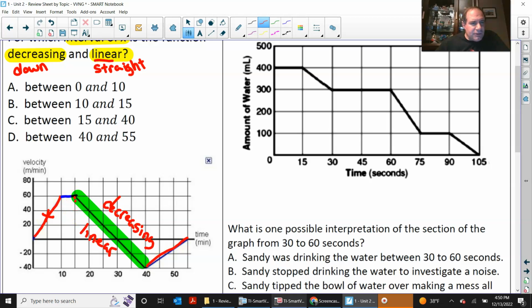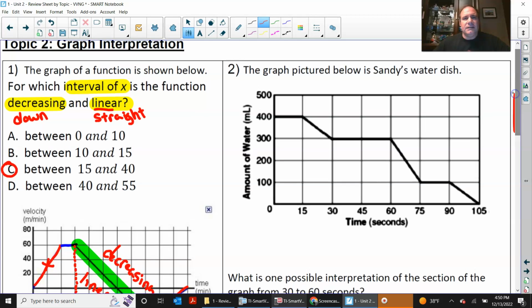So now I'm going to draw a dotted line down to in between 10 and 20 is 15. And it stops here at 40. C is your answer. Between 15 and 40, we have a decreasing and linear function. This is it. That's it. It's pretty easy when you look at it and you understand what the question is asking.